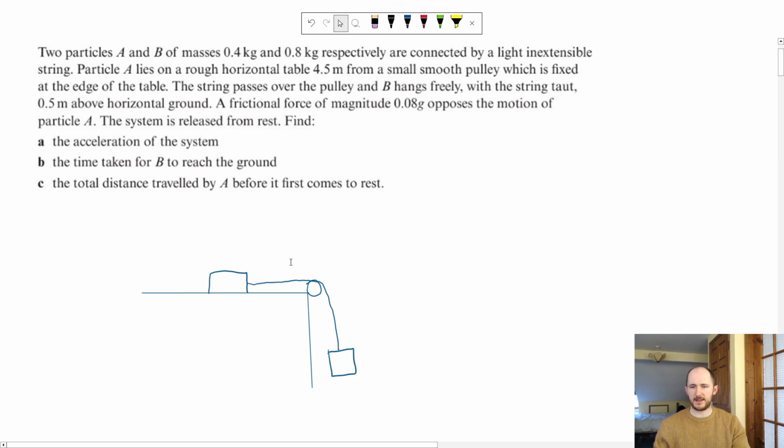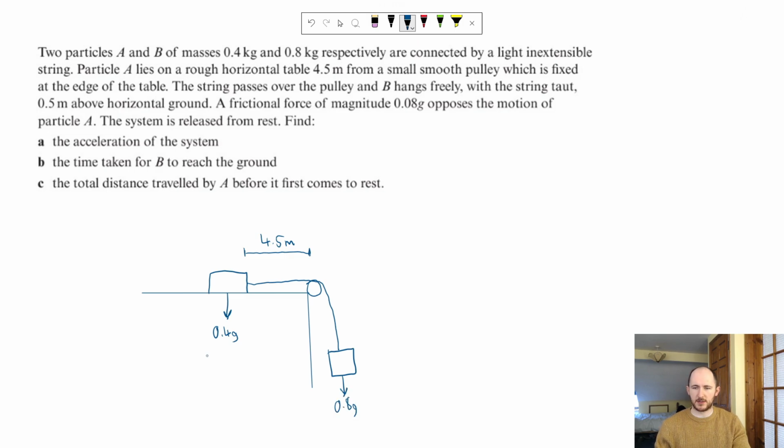Cool. And then we have, this is 4.5 meters, so I am going to add this onto the diagram because they wouldn't give me the information if it wasn't useful at some point in the question. And we have the masses, so particle A is 0.4 kilos, so that's going to be 0.4 g. And particle B is 0.8 kilos, which is going to be 0.8 g.